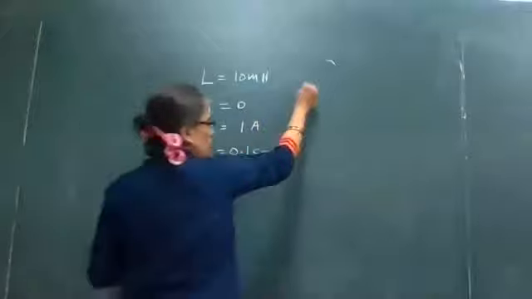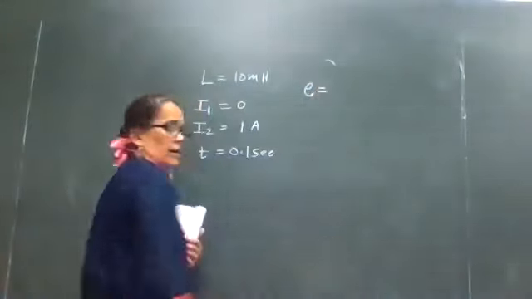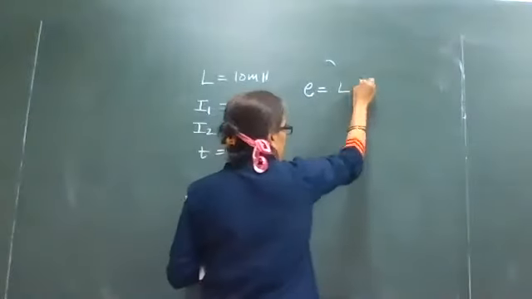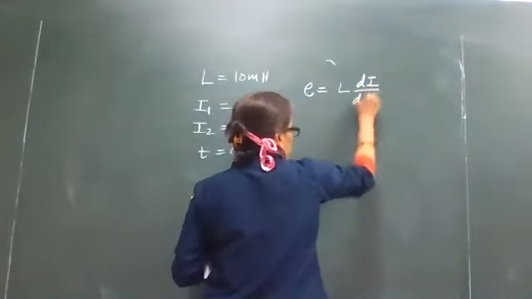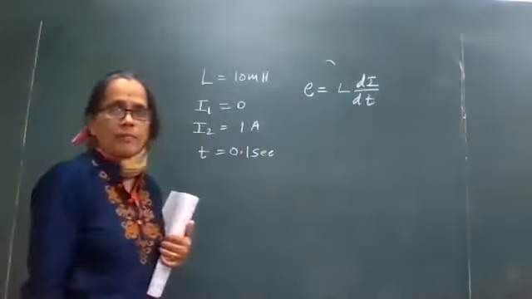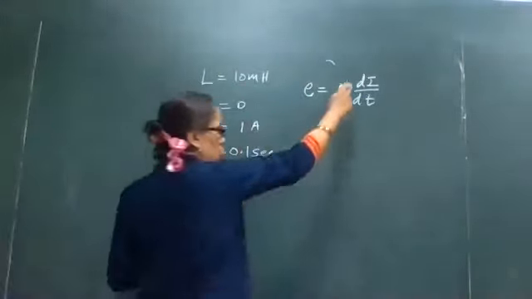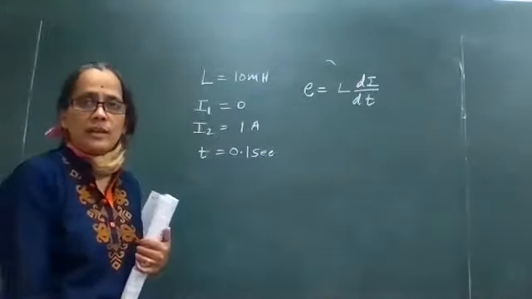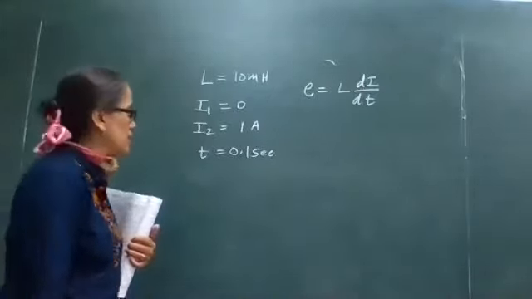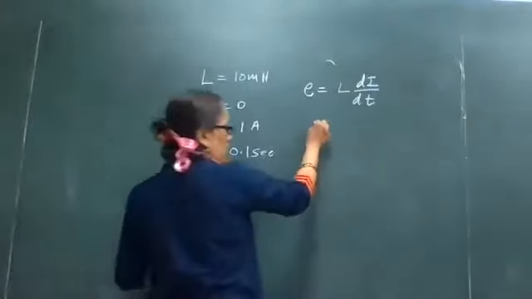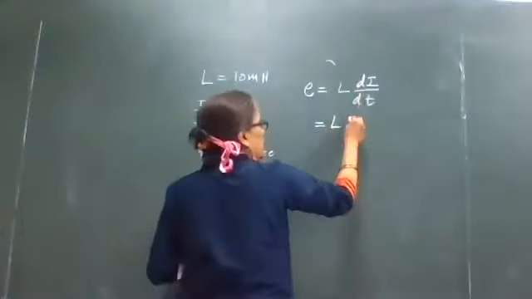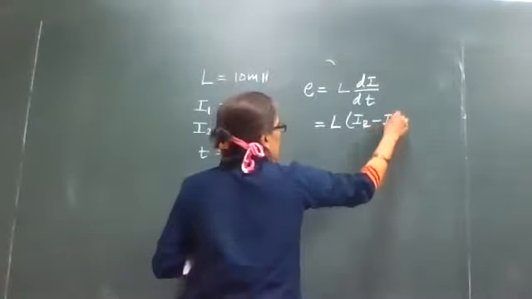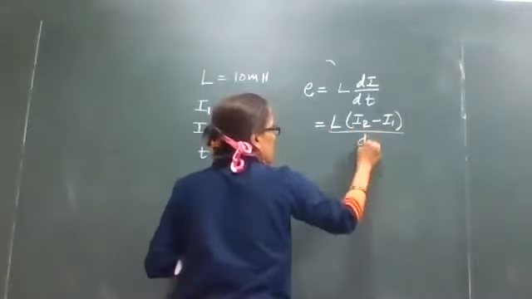Now use the formula. Induced EMF in the coil is L di by dt in magnitude, where di is the change in current, dt is the time taken during that change in current, and L is the self-inductance. All values are given here. So I will write L, and instead of di, I will write I2 minus I1, upon the time dt.